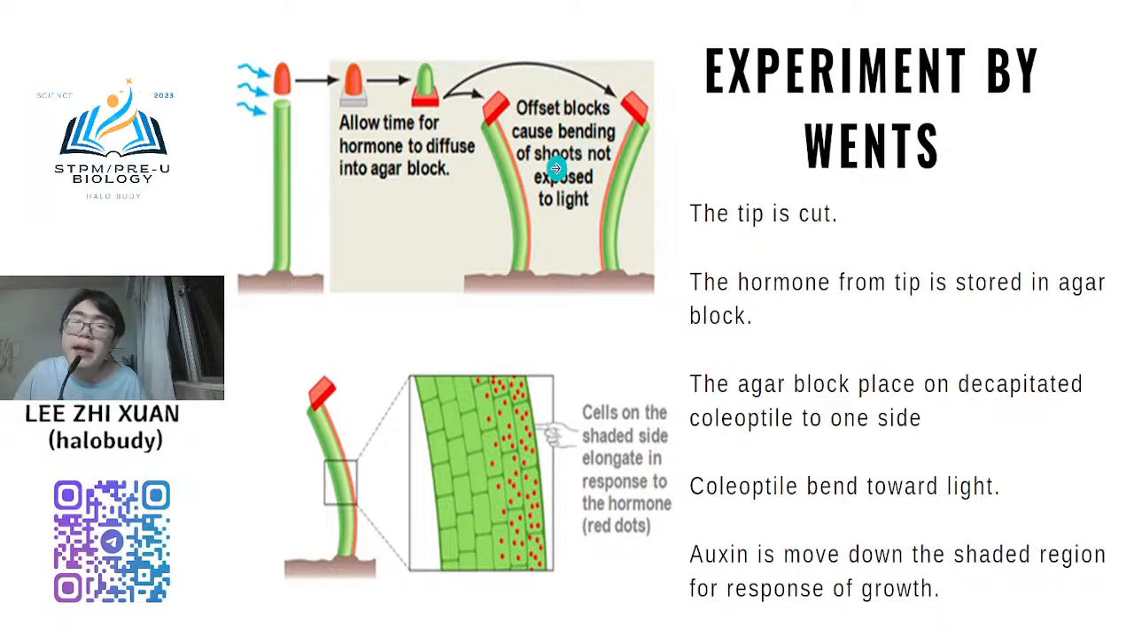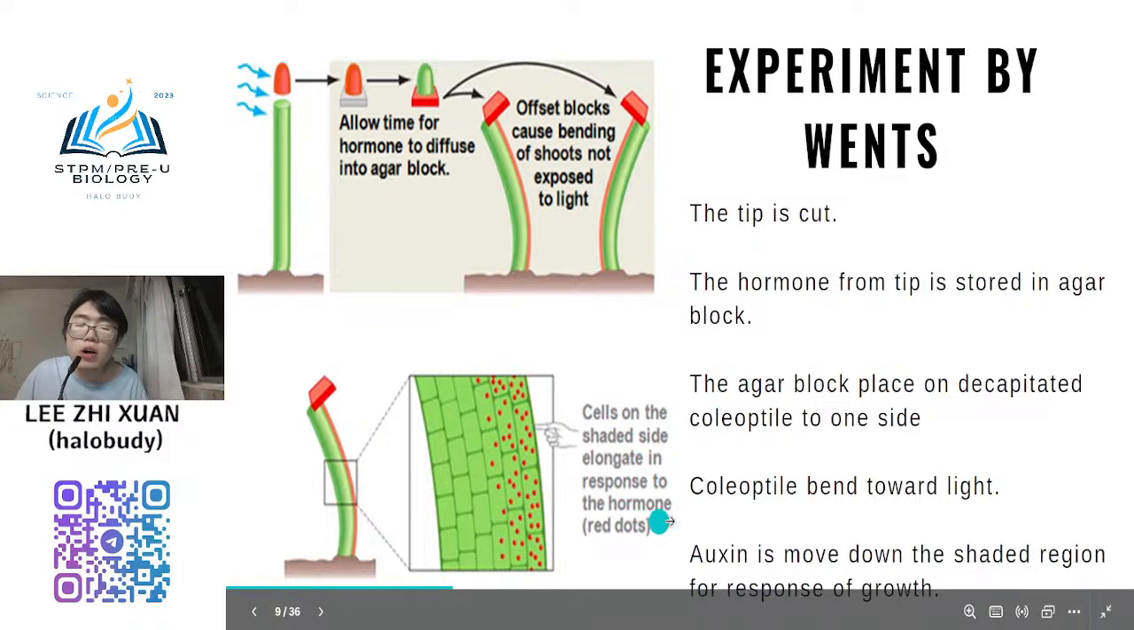After they transfer back again, they found that the auxin block causes bending of the shoot not exposed to light. So meaning that the hormone from the tip is stored in the agar block, and the agar block is put on the coleoptile on the side, and then the coleoptile will bend toward the light, and auxin moves down the shaded region for response to growth. So they found that either you use the right hand side or left hand side, if there is light, they can still respond to the light. Cells on the shaded side elongate in response to the hormone.